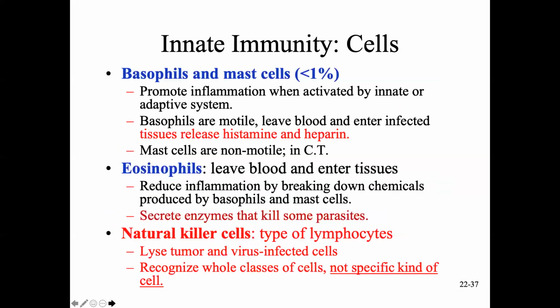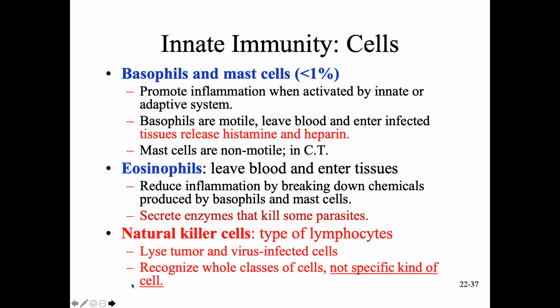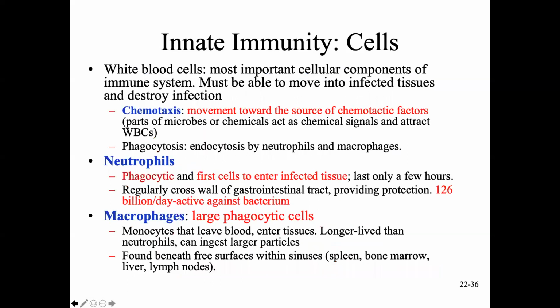So these cells, neutrophils, macrophages, basophils and mast cells, eosinophils, and natural killer cells, are all non-specific, right? So when a neutrophil goes to the site of injury, the infected site, usually because of their numbers, because of how many they produce each day, they're going to be the first cells into an infected site.